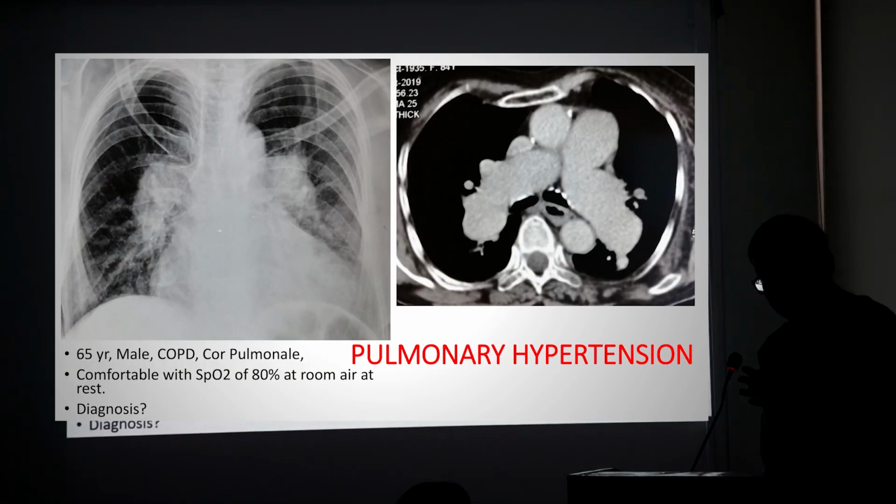So, this is a very common picture. COPD patient coming with cor pulmonale, lot of pedal edema, desaturating. What we can see in the X-ray is bilateral hilar prominence. Too much hilar prominence. What would you like to do? Would you like to go for an echo or CT? Yeah, we have to look for pulmonary hypertension. So the pulmonary arteries are dilated.